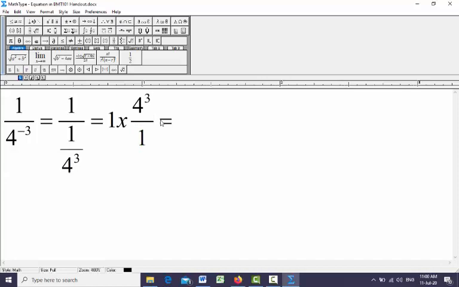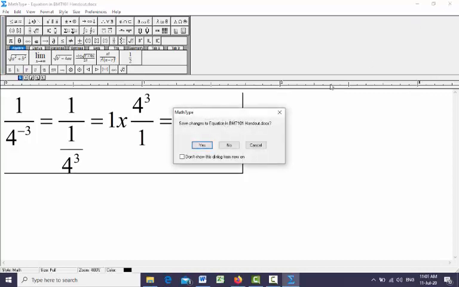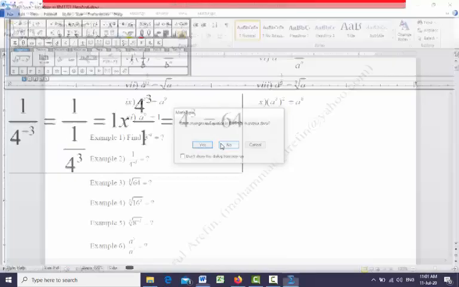So what do we have here now? We have 4 to the power 3, which is equivalent to 64. Right. So that's the solution of question number 2.